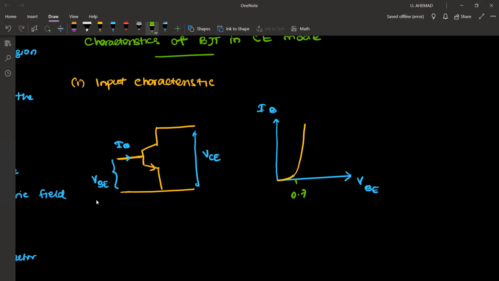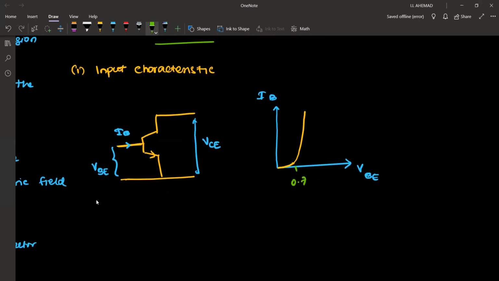So if you want a complete plot, we have to maintain VCE constant. VBE versus IB is plotted by maintaining VCE constant.